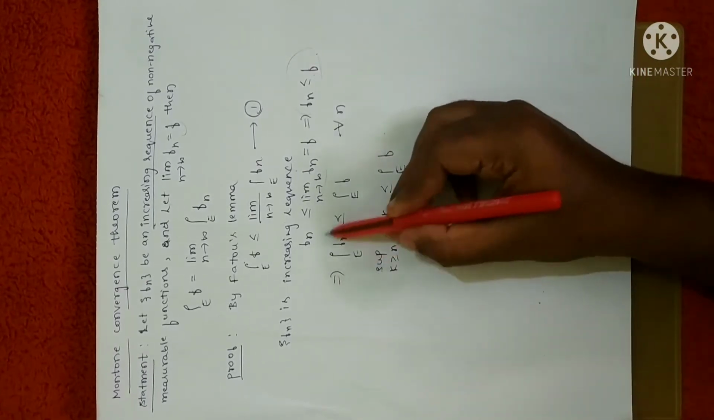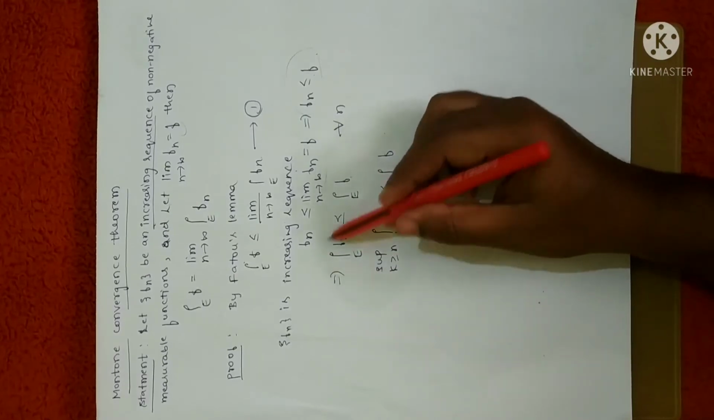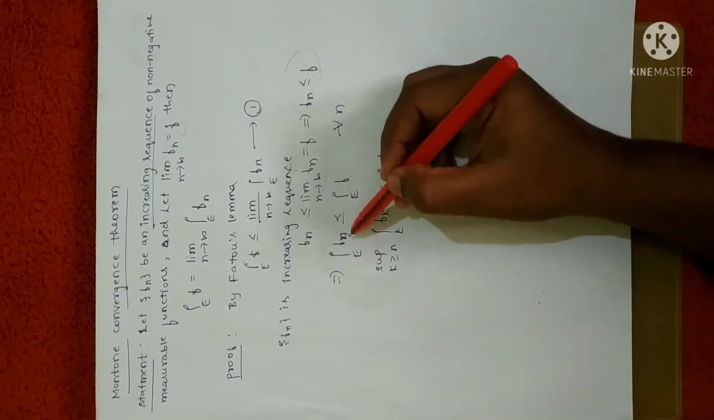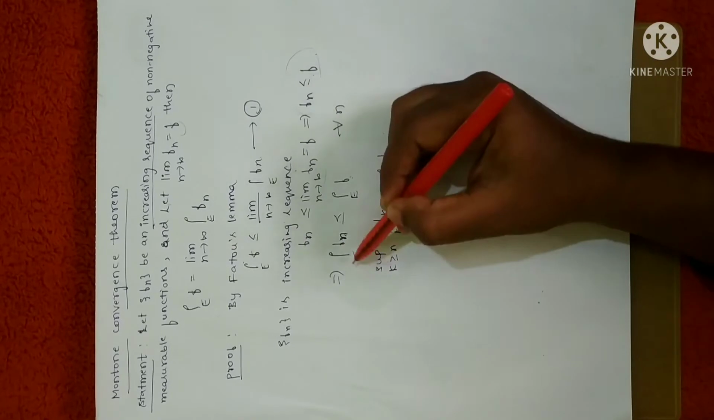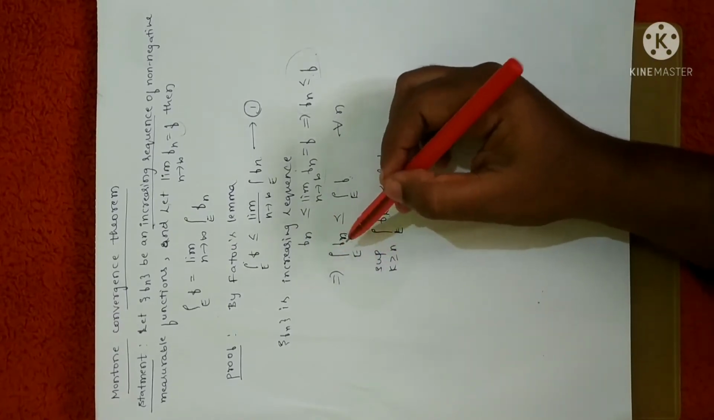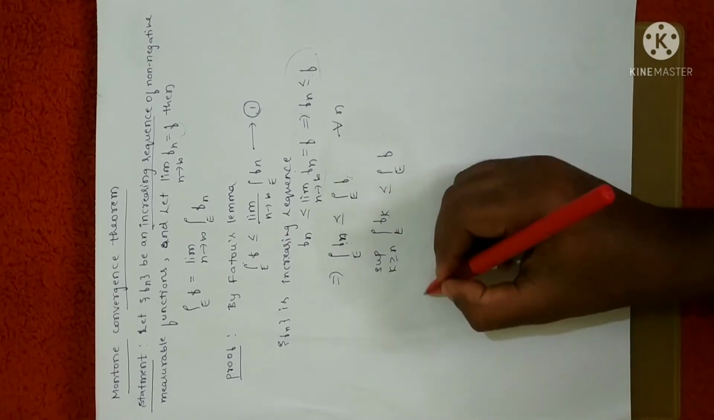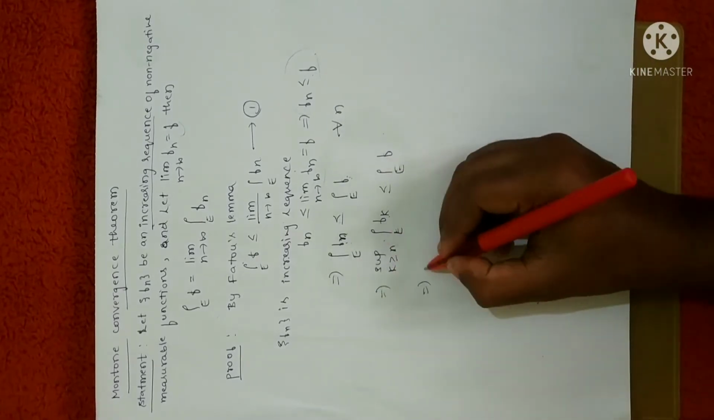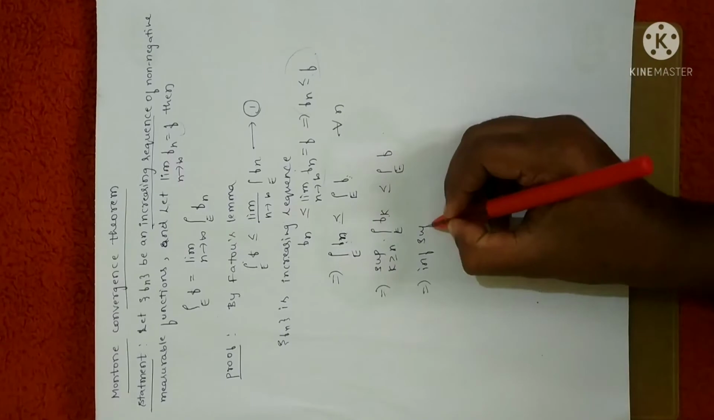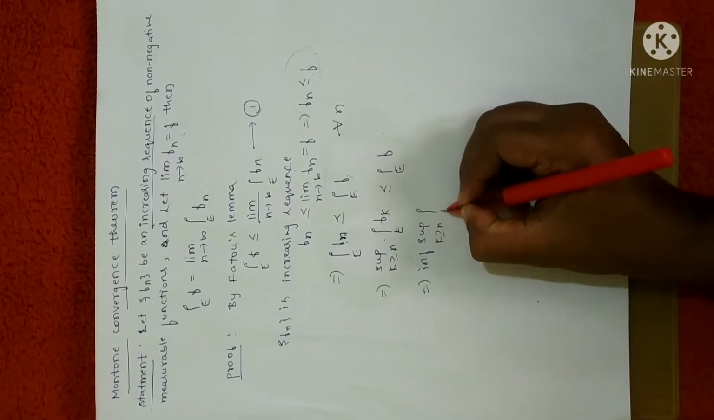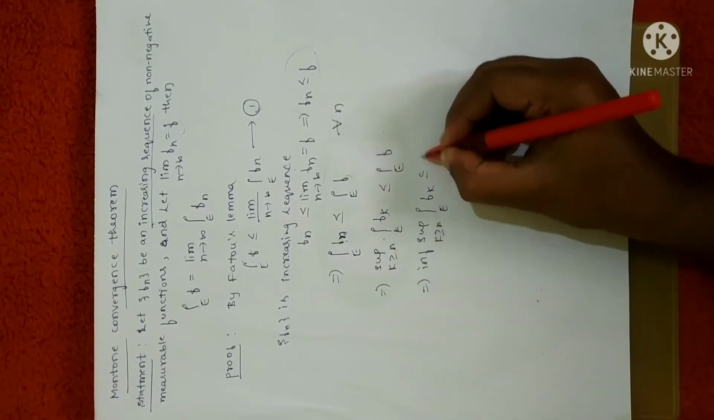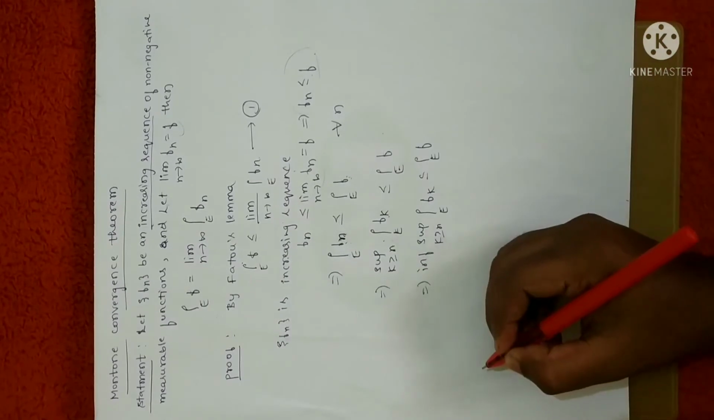Why? Because fn is less than f, so when you take the supremum, the maximum value of this function, obviously that will be less than or equal to the given function. That is the meaning. Now let me take the infimum again for the left-hand side. So the infimum of the supremum over k greater than or equal to n of the integral over E of fk will be less than or equal to the integral over E of f.